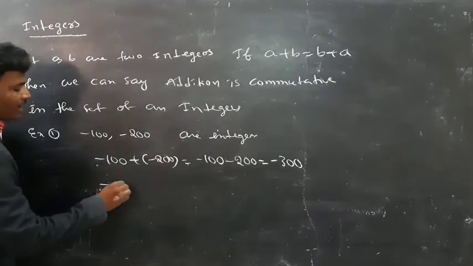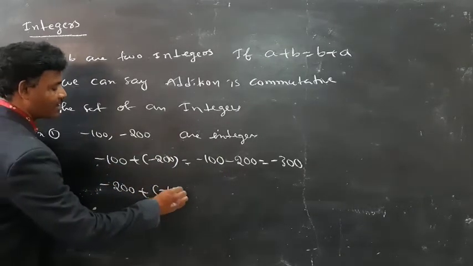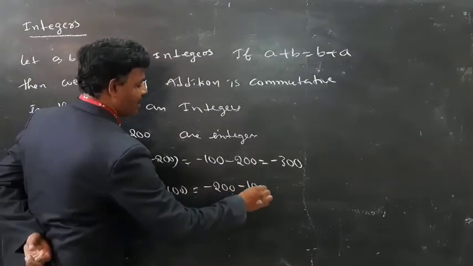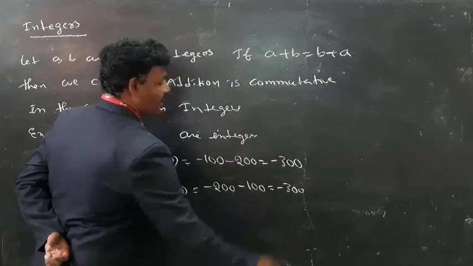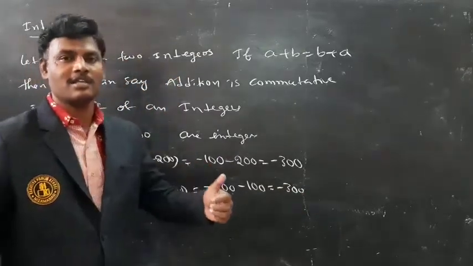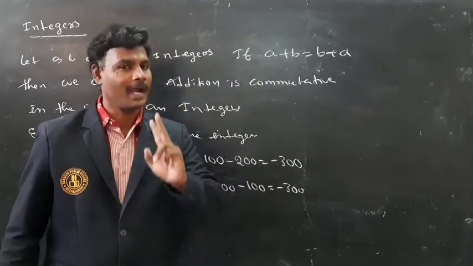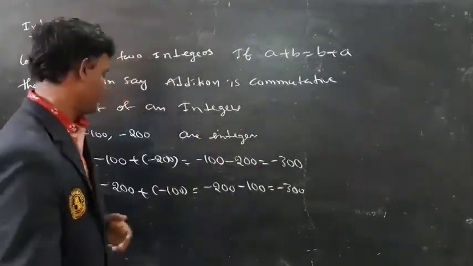Similarly, minus 200 plus minus 100 is equal to minus 200 minus 100, which is equal to minus 300. So here the result of minus 200 plus minus 100 is equal to minus 100 plus minus 200.